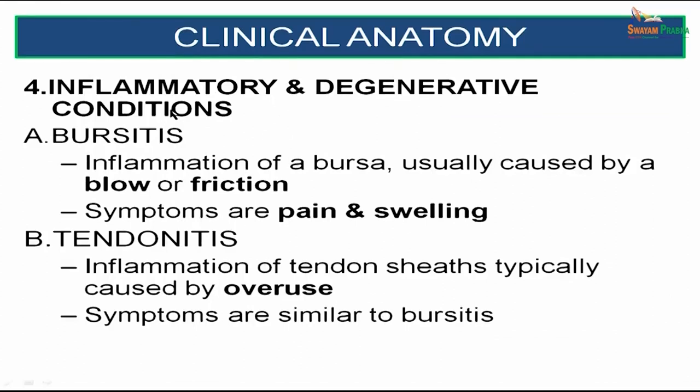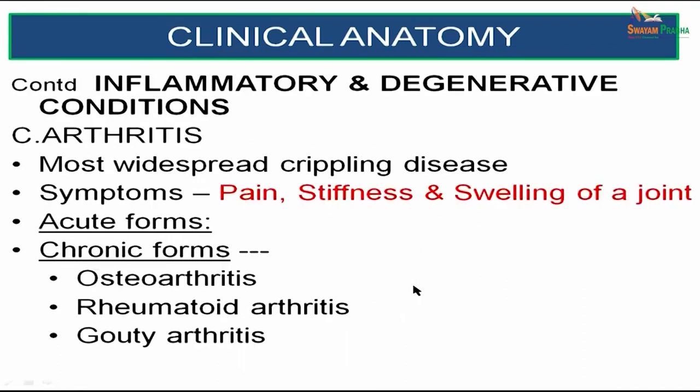Inflammatory conditions and degenerative conditions. The first one is bursitis. It is inflammation of the bursa around a joint. It can happen due to an injury or it can happen due to overuse and friction. The signs and symptoms of bursitis are pain and swelling around a joint. We can also have a condition, tendinitis, in which inflammation of the tendon sheaths occurs. This is usually due to overuse. And here also the symptoms are the same, pain and swelling around a joint.